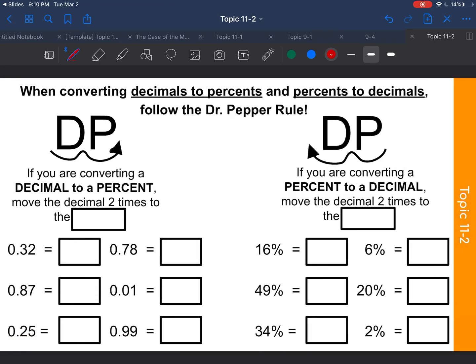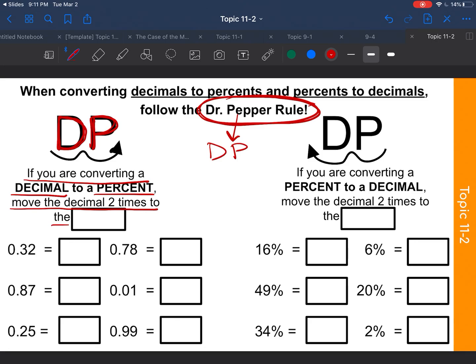So it seems silly, but there's a little rule that I always follow when converting decimals to percents and percents to decimals. And it's called the Dr. Pepper rule. Okay, so when you think of Dr. Pepper, I want you to think of the letters D and P. D for doctor, P for pepper, but in this case, D stands for decimals and P stands for percents.